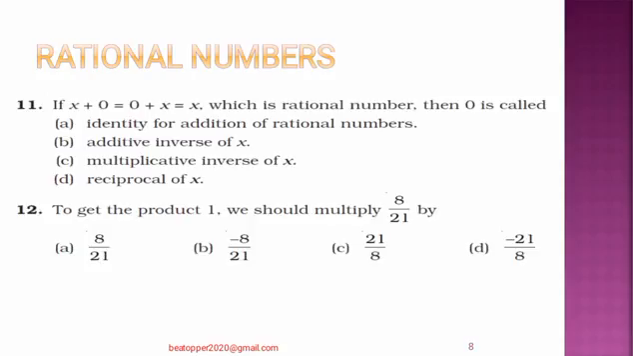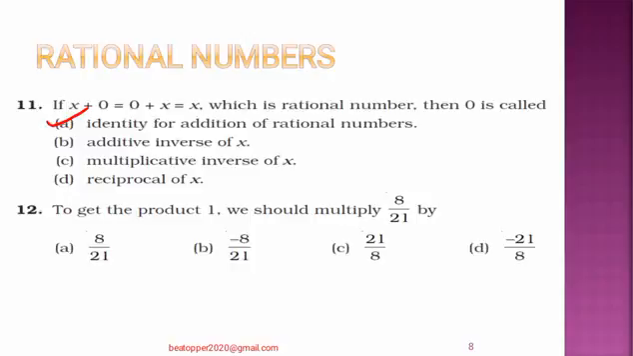Okay. Next question, if x plus 0 equal to 0 plus x equal to x. This is actually the additive identity equation, where x is a rational number. Then 0 is called the identity for addition of rational numbers. We have already discussed it.